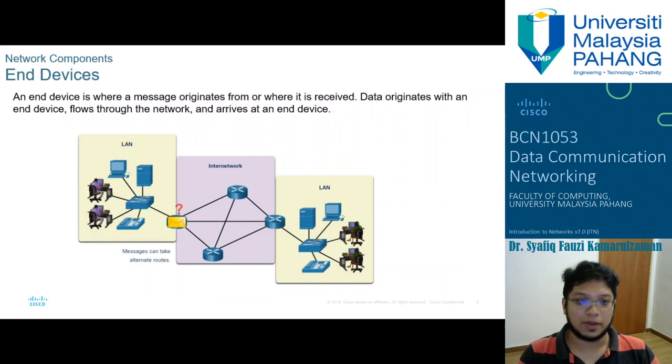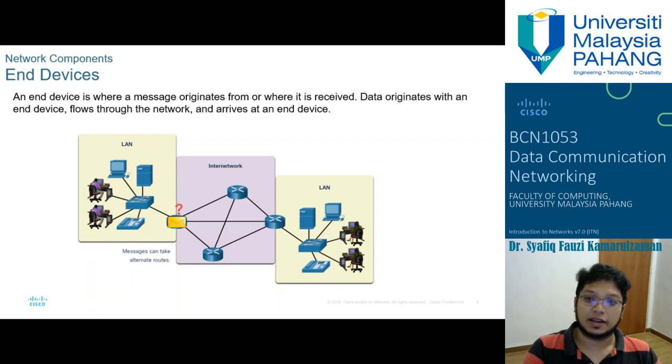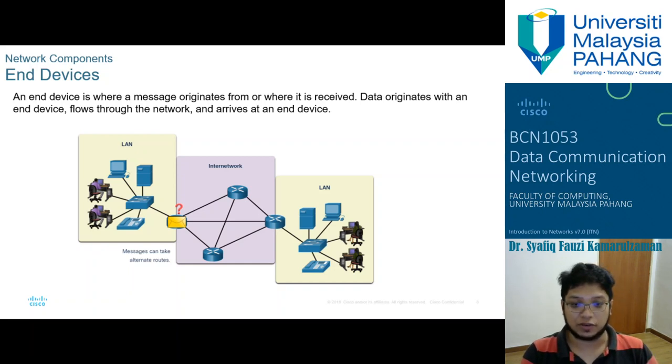If you talk about end devices, all networks must have an end device. An end device is where a message originates from and where it is to be received. Data originates with an end device, flows through the network, and arrives at another end device. If you say that you have a network, there must be a computer that sends the data, where the data originates from, towards the destination, which is another end device at the other end of the network.